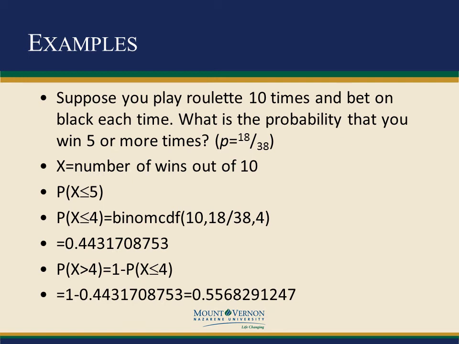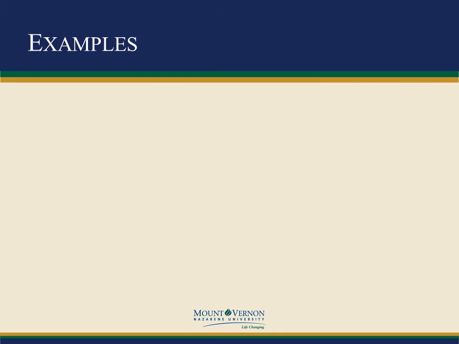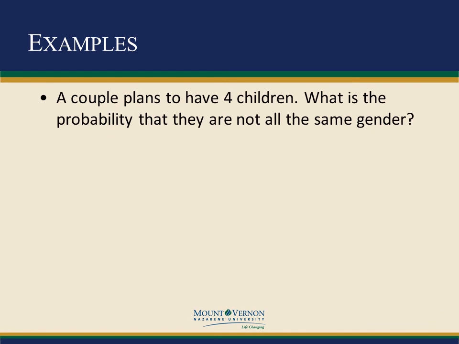For the final problem, I want to share with you a problem that you could do one of two different ways. Let's take a look at this. A couple plans to have 4 children. What's the probability that they are not all the same gender? Now, when you first look at this, you might not see what numbers we're interested in. So let's see if we can summarize things.